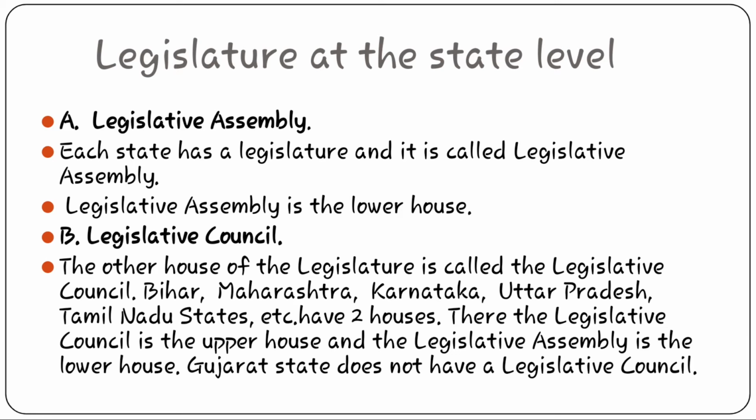This is what we have discussed on page number 73, bicameral legislature. In India, we have two houses at the central level: the upper house, Rajya Sabha, and the lower house, Lok Sabha. In the same way, some of the states of our country have two houses at the state level, called the Legislative Assembly and Legislative Council. That's what we have discussed here. So, Legislative Council.